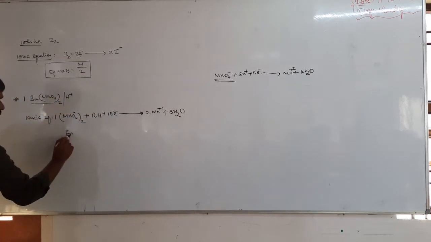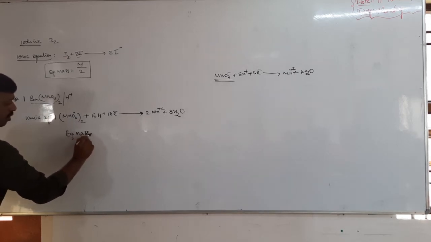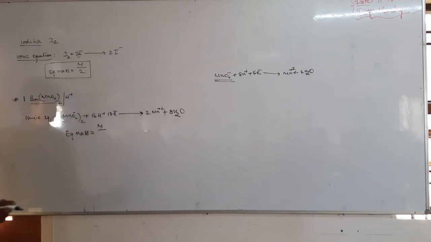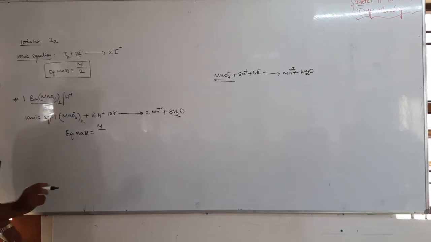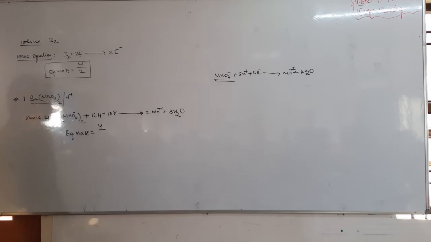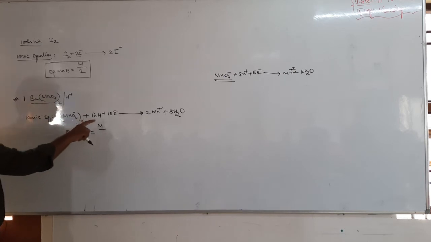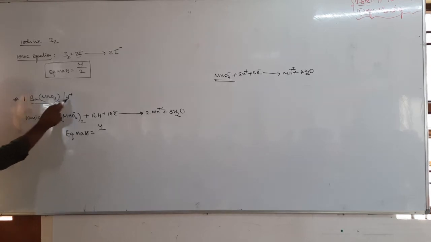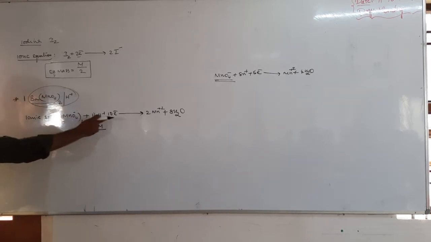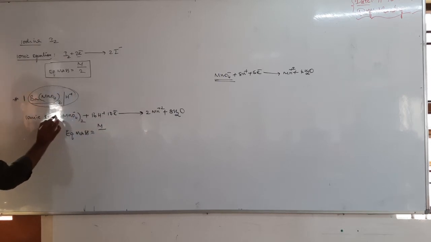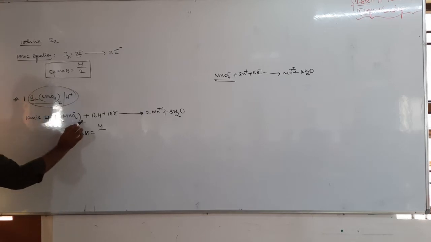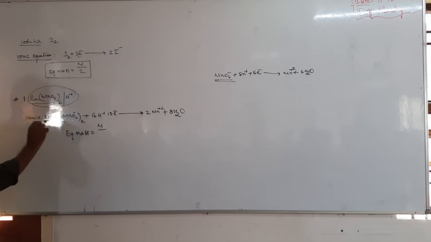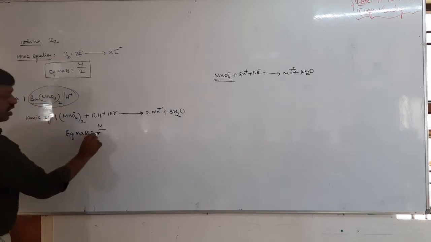Therefore, what is the equivalent mass? Equivalent mass is equal to molecular mass divided by 10 or 5? Per mole, how many electrons is it taking? This is 1 mole only. 1 mole is taking 10 electrons. This 1 mole has 2 permanganate ions, but 1 mole takes 10 electrons. Therefore, M by 10 per mole.